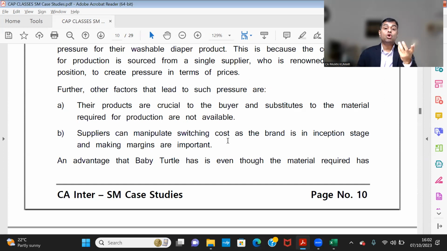If the answer is no, Pavan sir, we do not have any substitute materials like that. We need this particular raw material only. Bigger risk. Pavan sir, I have 10 suppliers available. Smaller risk. Pavan sir, I have only one supplier. Pavan sir, there are no people who can supply this. Bigger risk.